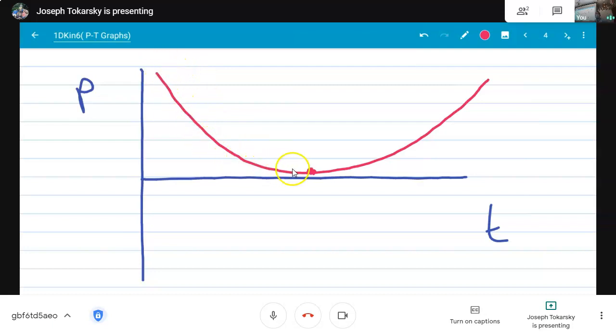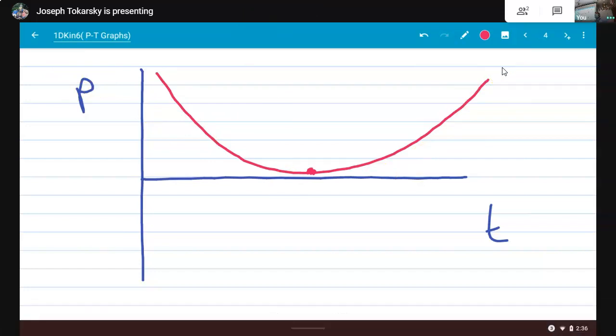Getting less steep from here to here. Slowing down. And then all of a sudden, it gets more steep. If it's starting the second half and it gets more steep, that means it's speeding up. And it went in the other direction, didn't it? So what this represents is turning around.